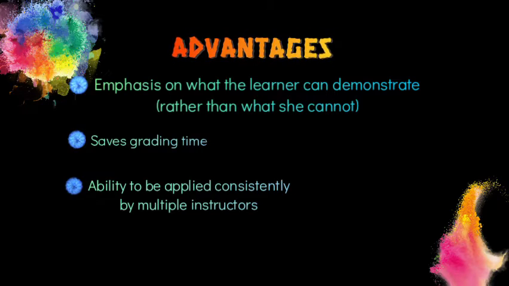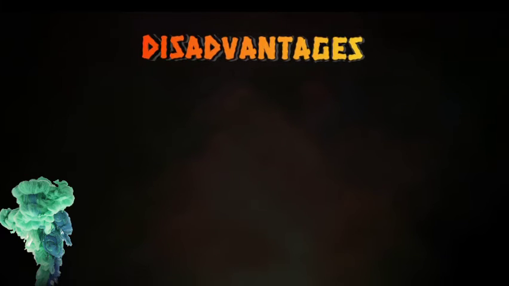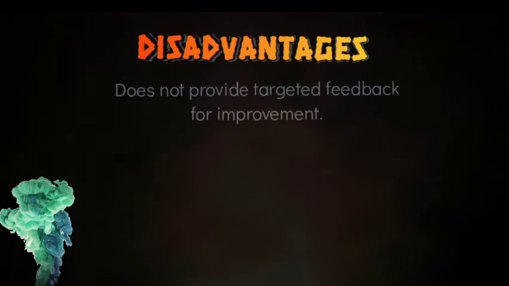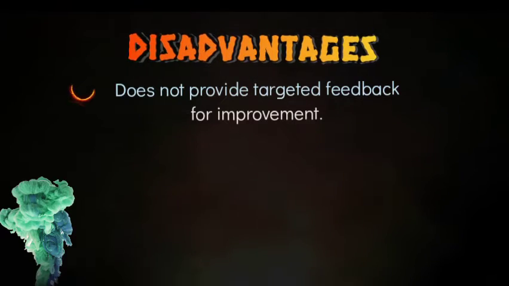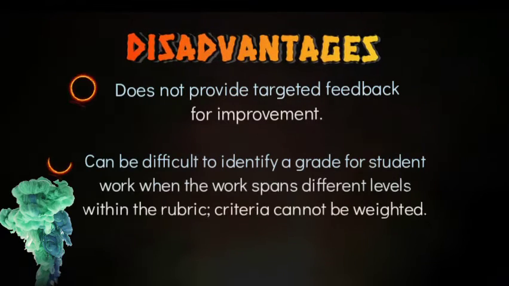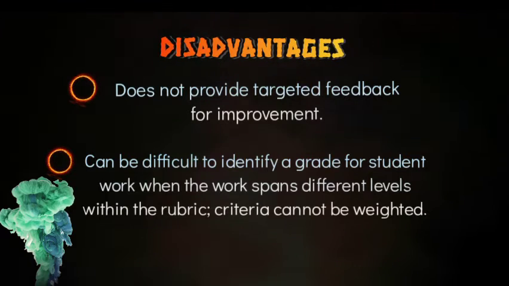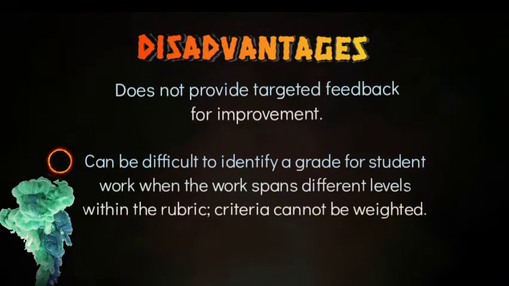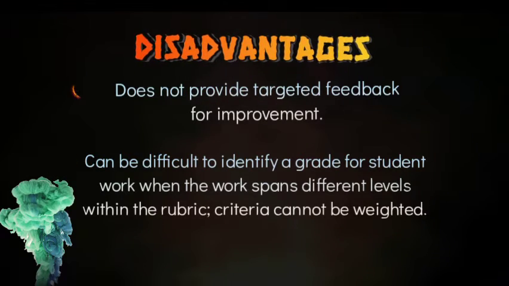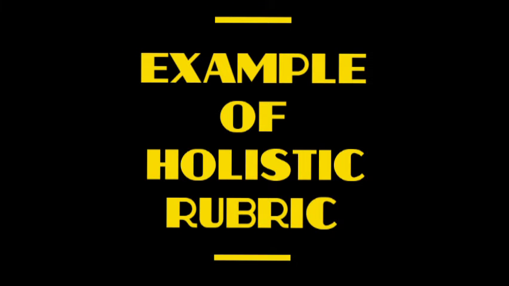But how about the disadvantages? The disadvantages of using holistic rubrics are, it does not provide targeted feedback for improvement, and it can be difficult to identify a grade for student work when the work spans different levels within the rubric. Criteria cannot be weighted. And now, it is time to give an example for this kind of rubric.